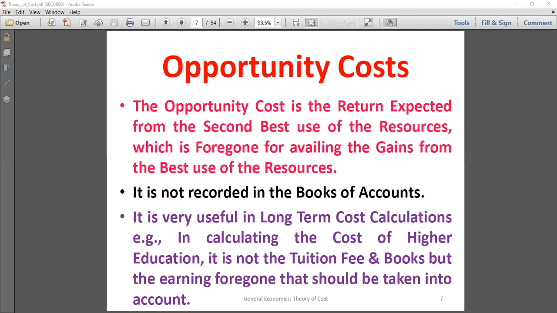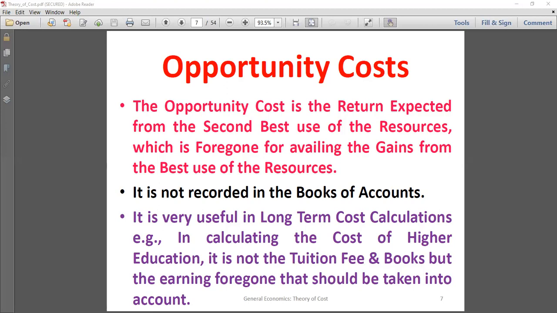In your own terms, what do you think opportunity cost is? What is opportunity cost? How do you understand opportunity cost? Most people would say simply a benefit forgone that you could have derived from an option not taken advantage of.